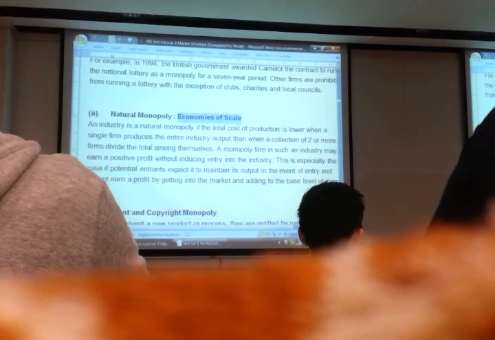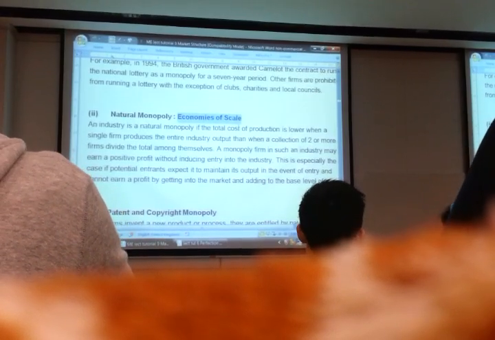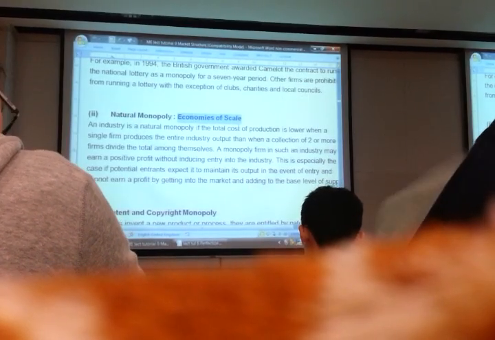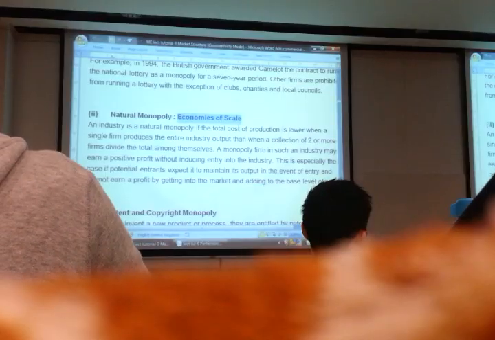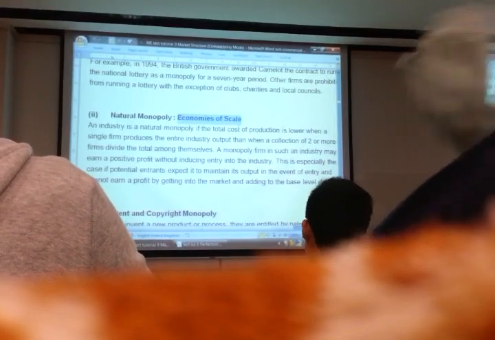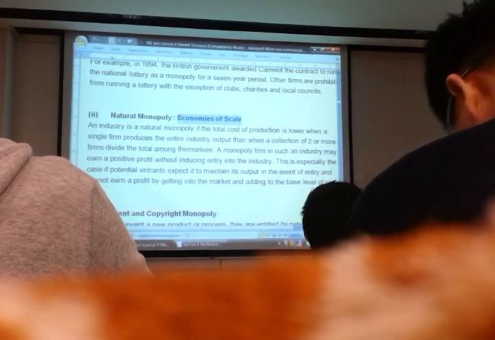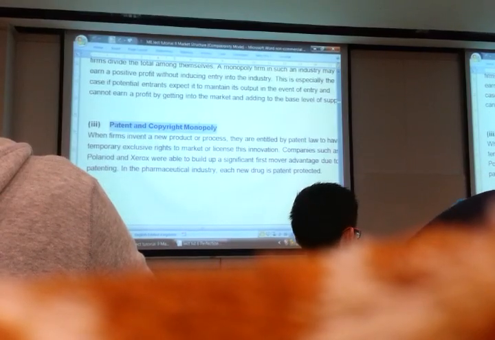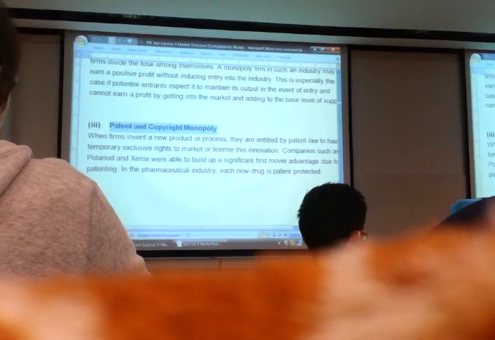economies of scale, which we did last week. For certain industries, there are significant economies of scale. As such, you only see one or two big firms operating. The other source of power, of course, is patents and copyrights, which give rise to a monopoly.